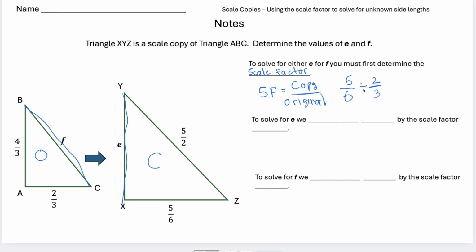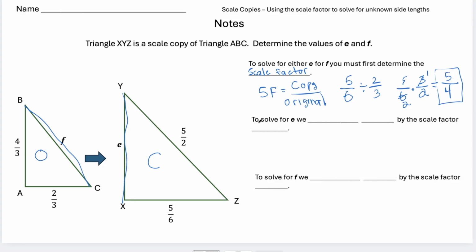Now to divide fractions, you know you have to do keep, change, reciprocal. So that's going to be 5/6 times 3/2. Now I can cross reduce. So this is going to be a 1 and this is going to be a 2. Now 5 times 1 is 5, and 2 times 2 is 4. So our scale factor is going to be 5/4, or we could say 1 1/4. But I'm going to just keep it as a fraction, to make it a little bit easier.